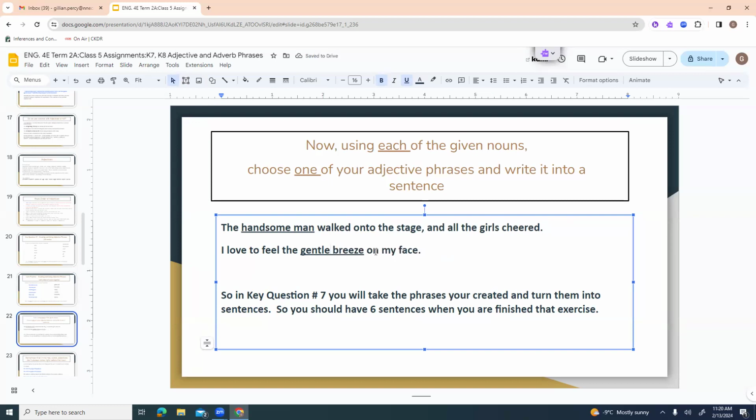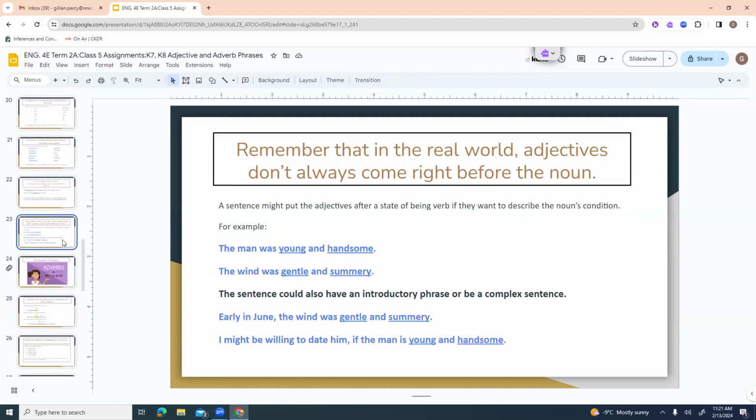In key question number 7, you take the phrases you created and you turn them into sentences. So you should have 5, I think, when you're finished the exercise. As long as you've used one sentence for each type of noun, you're fine. I just want to point one thing out.